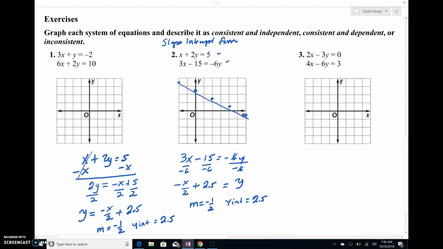Then I'm going to graph the second equation. You notice that the y-intercept is 2.5, and the slope is also negative 1 over 2. So it's actually the same line, and we have an infinite amount of solutions.